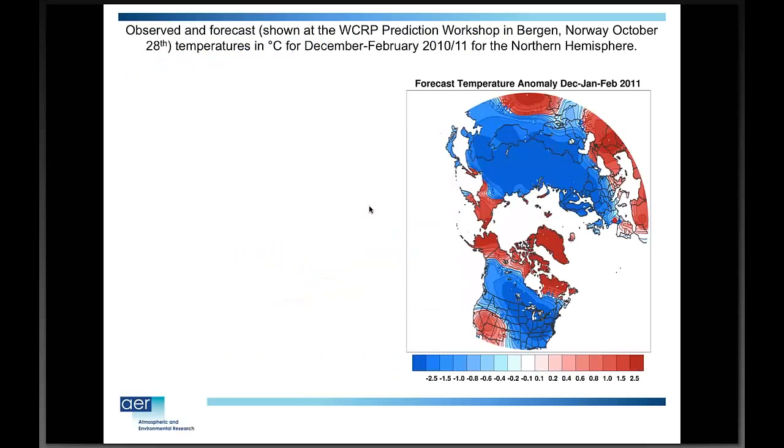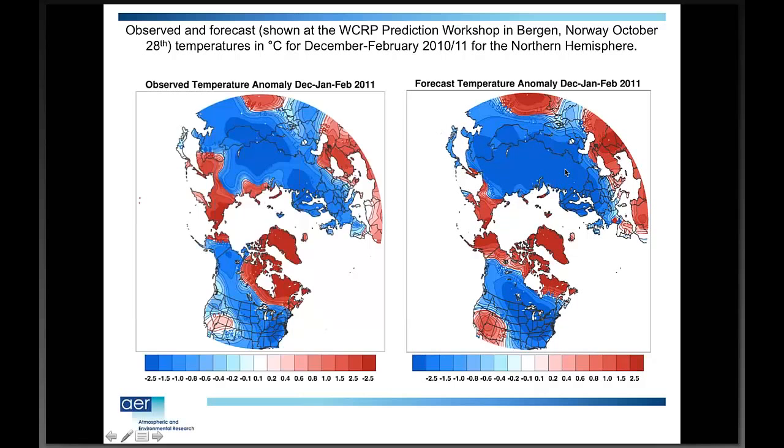All right. Everything I showed is hindcast here. So how about some real-time forecast? Stepping through since 2010-11, here's a forecast I actually made at a prediction workshop. It's on the right at the time, and here was what was observed.